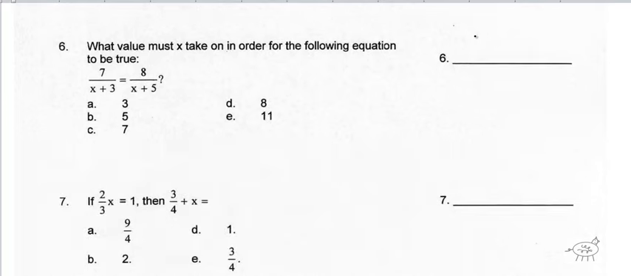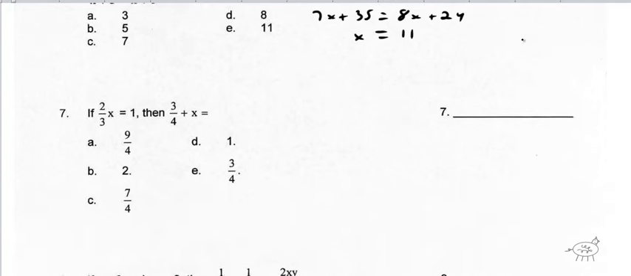Okay. Number 6, what value must x take in order for the following equation to be true? You're just solving, guys. Cross multiply, right? That's just the easiest way to go. So if I do that, I get 7x plus 35 equals 8x plus 24. I like getting positive values, so I can move the 7x over. I get x equals, and then move this guy over, I get 11. So I get E. Those are easy problems.